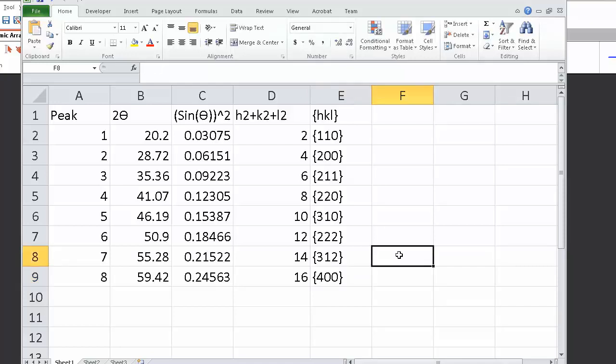Okay. So now what have we done? We have determined the crystal structure. The lattice type is body-centered cubic, and we've indexed each of those peaks. We know from which set of planes each reflection comes from. So now we have this information, we can actually determine the lattice parameter, and I'll show you how.